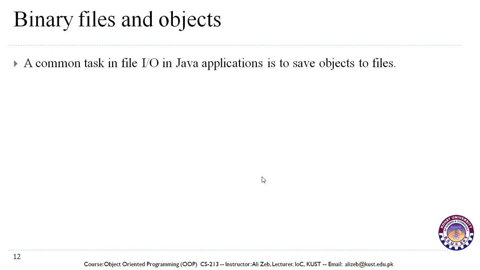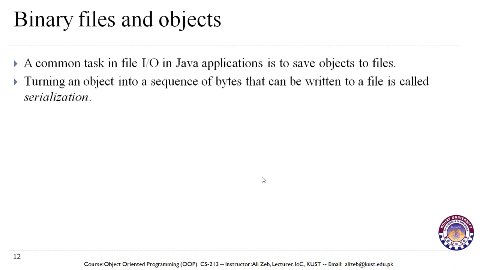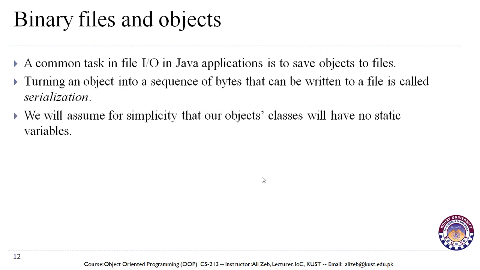Binary files and objects. A common task in file input-output operations in Java applications is to save objects to files. Turning an object into a sequence of bytes that can be written to a file is called serialization. We need to convert an object into a sequence of bytes, since earlier in the lecture we talked about how we are working with bytes, or binary files, when writing to files in Java.